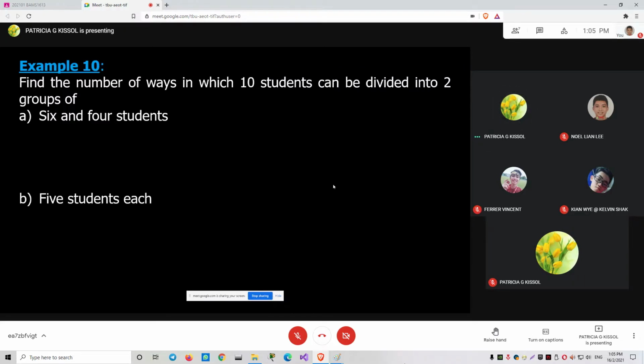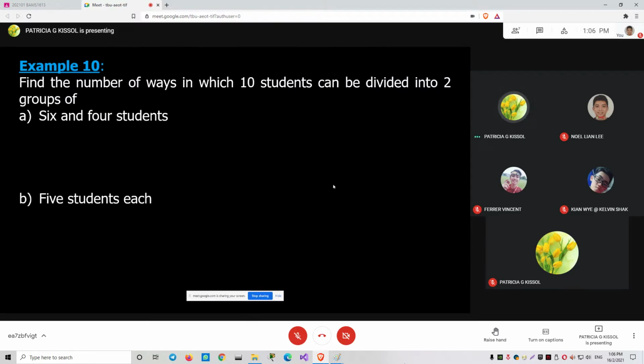So let's look at this example. Example number 10. Find the number of ways in which 10 students can be divided into 2 groups, of which, question A, 6 and 4 students. This time there's nothing to do with gender. We just want to find the number of ways in which 10 students can be divided into 2 groups, regardless of gender, of 6 and 4 students.